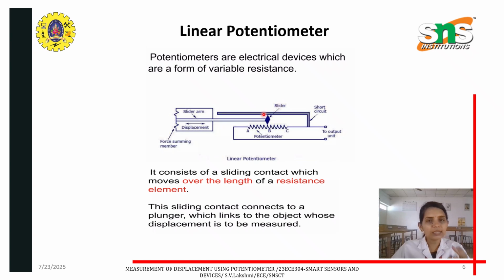We also call this the wiper, contact point B position, and the output would be taken from the points A and C. It has a sliding contact that moves over the length of the resistive element, which is a straight wire in the linear potentiometer. And this contact connects to the plunger, which is linked to the object whose displacement is to be measured.